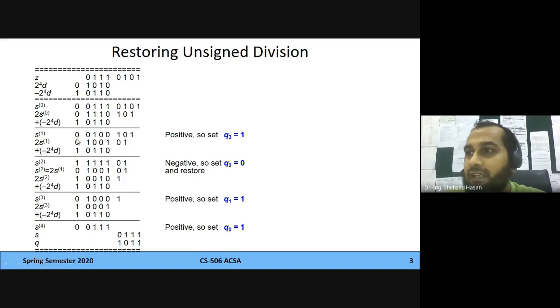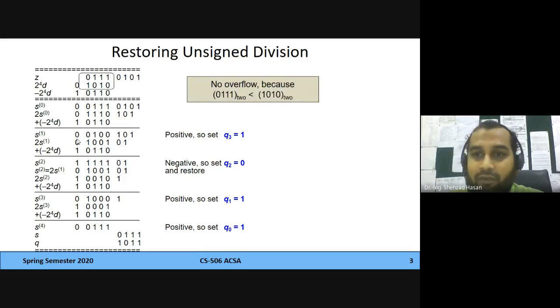Before that, I forgot to mention that the first thing we have to do in the division algorithm is to check for overflow. We check the overflow like this: we take the first 4 bits of the dividend and the first 4 bits of the divisor, and we have to ensure that the divisor is bigger than the first 4 bits of the dividend. If that is the case, then there won't be any overflow. We have discussed that, but I forgot to do it here in this example.